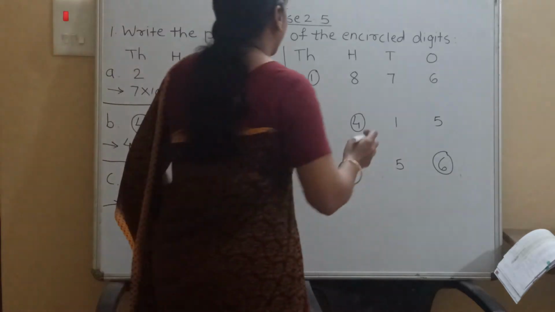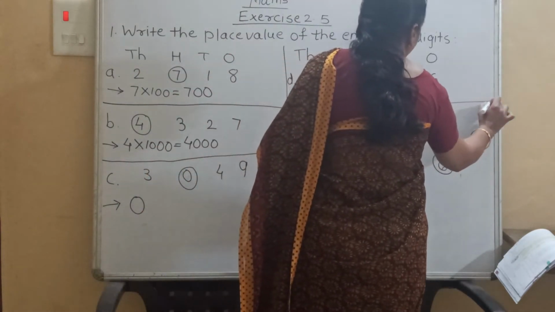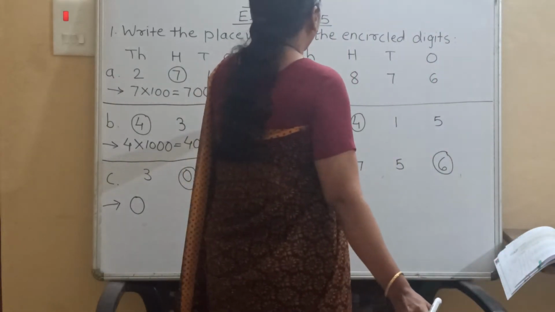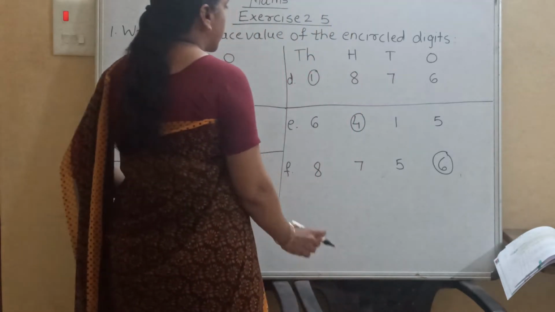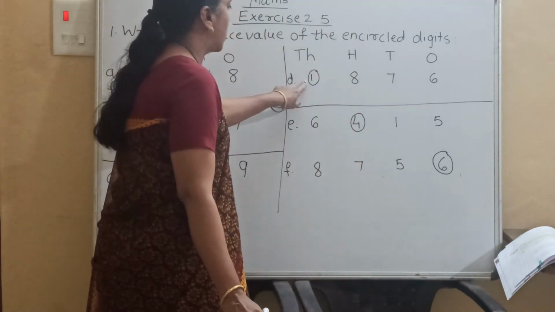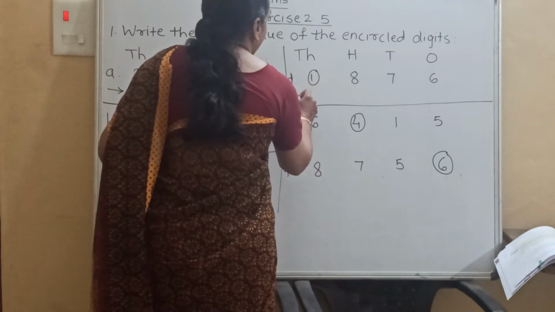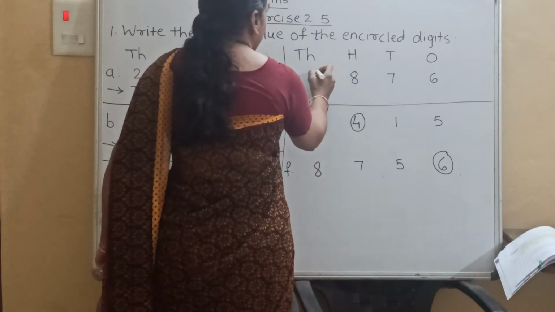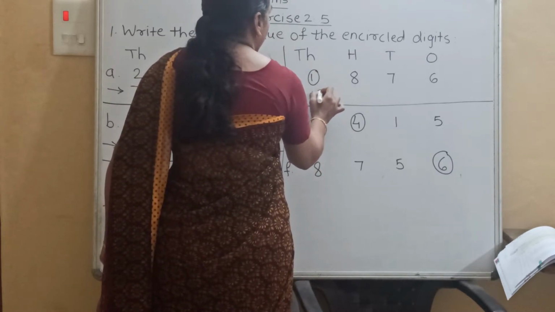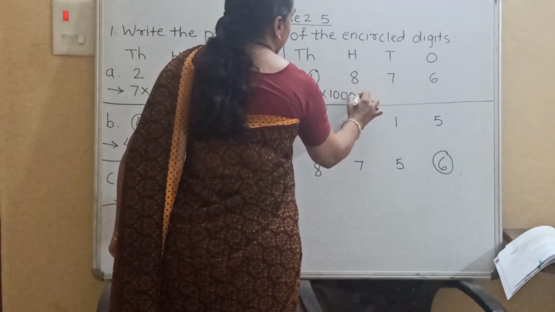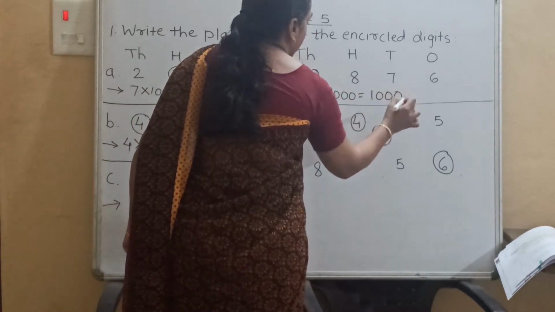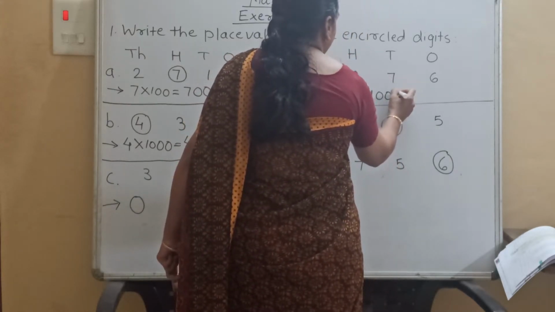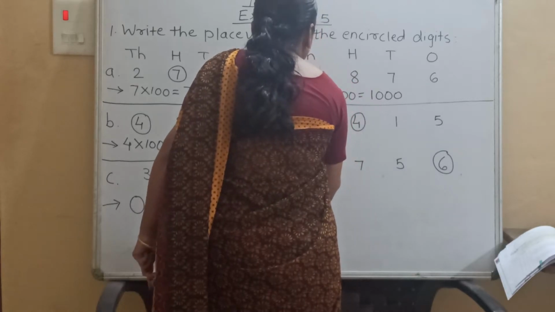Okay, now see question D. What is given in this D question? See in your textbook, 1876. We have to find out the place value of this 1. So count from ones, tens, 100, 1000. The circle is here. So what will we write? 1 multiplied by 1000 equals 1000. This multiplication is for our understanding, so our answer will always be correct.